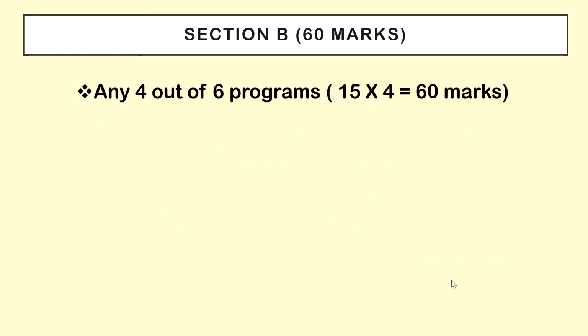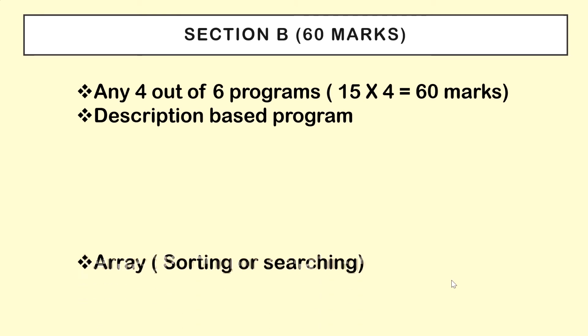Now coming to Section B, it is 60 marks, and out of 6 questions you have to attempt 4, which means that one question carries 15 marks. So 15 into 4 equals 60 marks. And basically the type of programs they give you is, one is a description based program, that is confirmed. There will be one question which is description based.